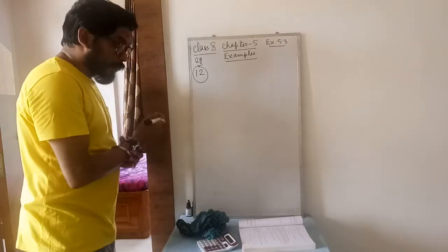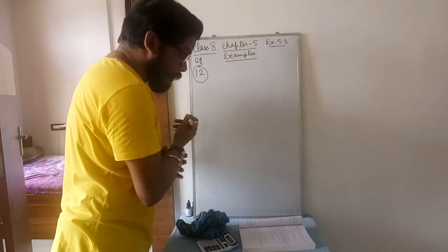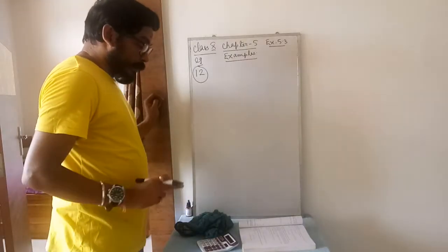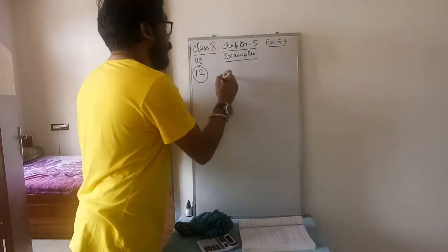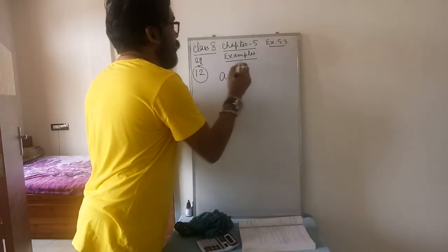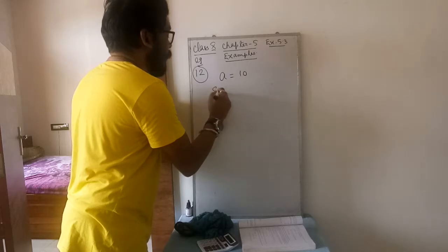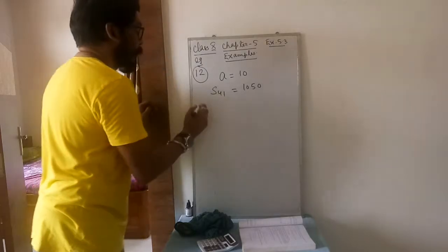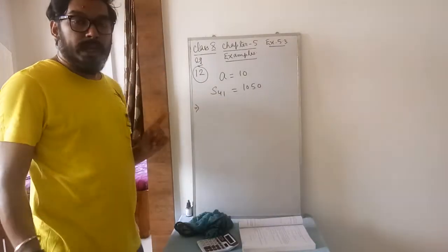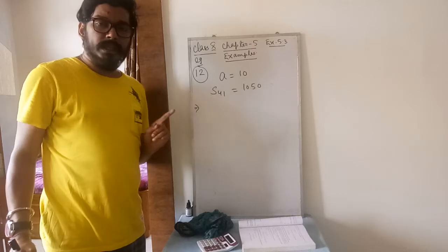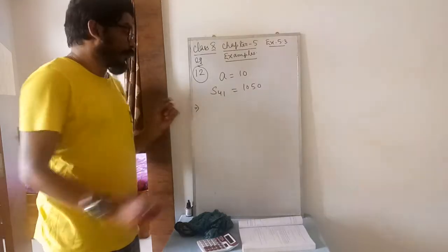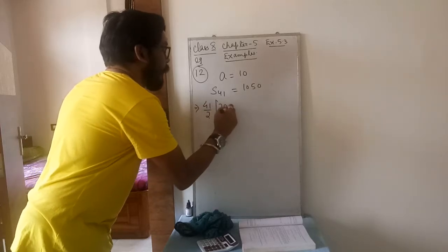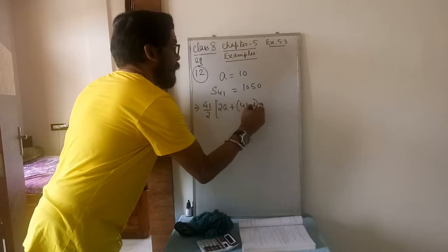If the sum of the first 41 terms of an AP is 1050 and its first term is 10, find its 20th term. The sum of the first 41 terms is given and the first term is given. So let me first take the first term. First term is 10, and the sum of the first 41 terms, S41, is 1050. The Sn formula we know: n by 2 times (2a plus (n minus 1) into d). So it is S41, so it will be 41 by 2 times (2a plus (41 minus 1) into d).